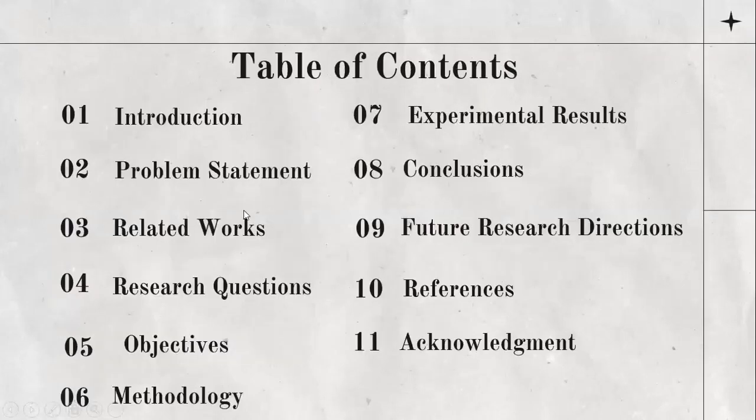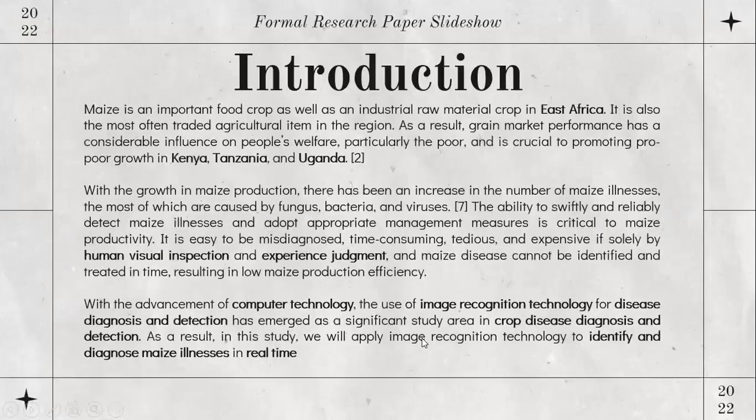Now, the table of contents. We shall look at the introduction, the problem statement, the related works, the research questions, and the objectives. We shall look at the methodology we're going to use and the experimental results. We shall look at our conclusion and the future research directions, and we shall also look at the references and acknowledgement.